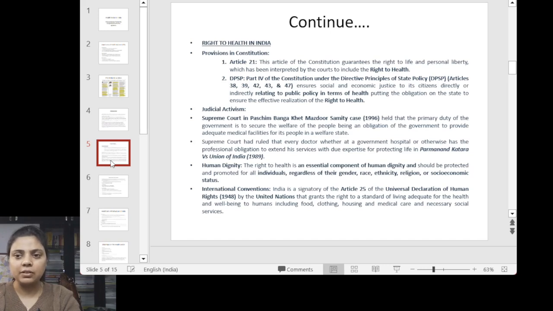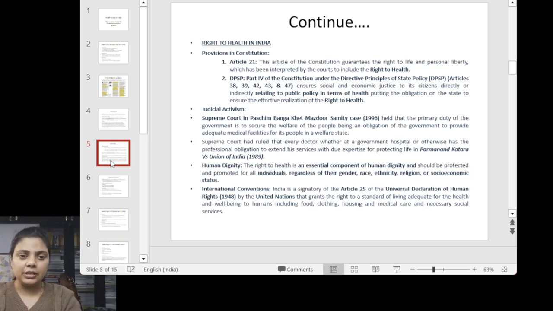Apart from that, another point which I have given is Parmanand Katara versus Union of India, 1989, in which the Supreme Court ruled that every doctor, whether at a government hospital or in a private hospital, has an obligation to extend his service and due expertise in preserving life. You could use this example or this case for judicial activism also, like how the judiciary is trying to enter into the domain of the executive and legislature. This is one of the good examples which you can use in GS paper 2 if there is a question on judicial activism, and in GS paper 3 also, and the same you can use in your ethics paper also.